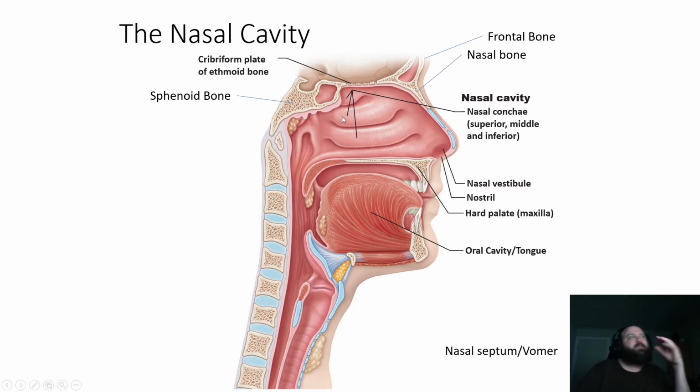So because of these nasal meatuses that are found in between the nasal conchae, the superior, the middle, and the inferior nasal conchae, we are warming the air by running a lot of vasculature through here. We are filtering the air by forcing the air to go through these tiny spaces. And we're moistening the air thanks to the mucus that's present in this region.